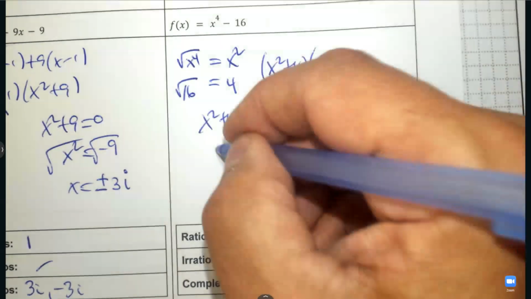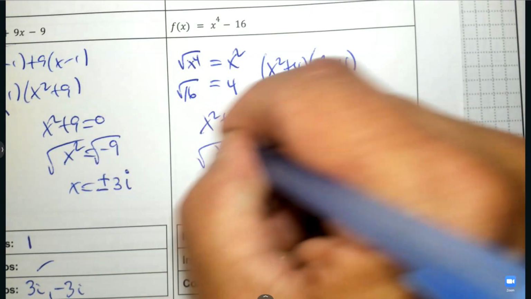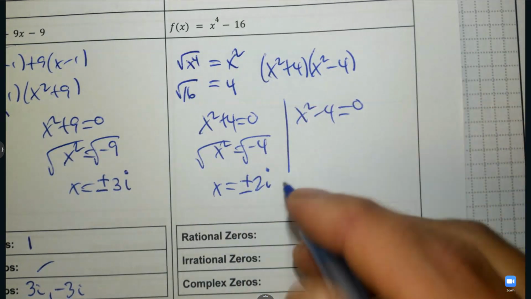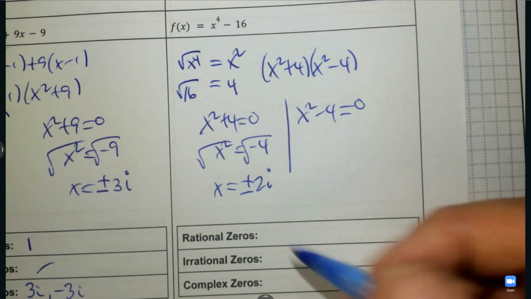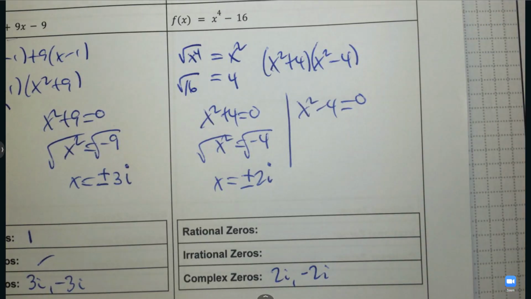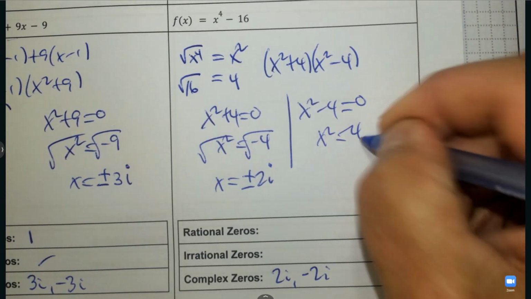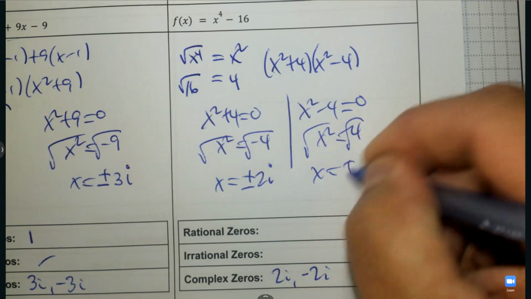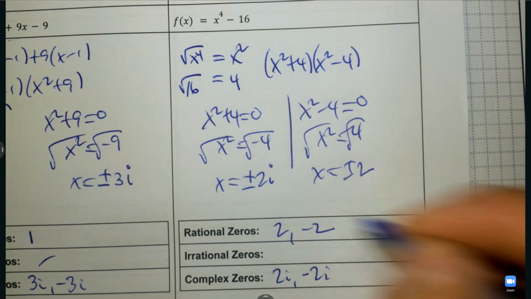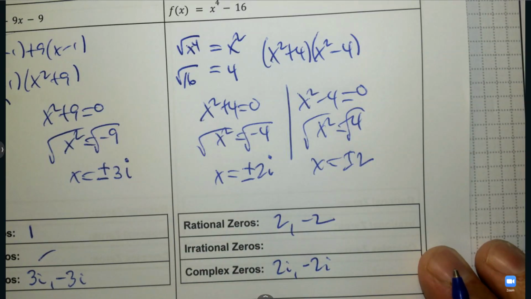So on one side I'm going to subtract 4, and when I square root a negative number, the answer is going to be imaginary. And the square root of 4 is 2, both positive and negative. Those are complex, so 2i and negative 2i. On the other side, I'm going to add 4, square root, and again, it's positive and negative, but the square root of a positive number is just 2, so it's positive 2 and negative 2. So we have two rational zeros, and we have two complex zeros.